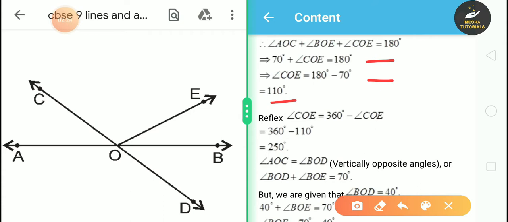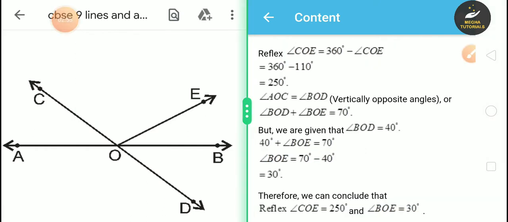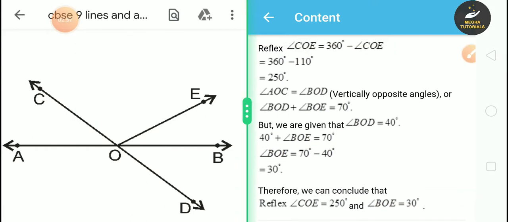Then to find reflex angle COE, reflex angle COE is equal to 360 degrees minus angle COE. Angle COE is 110 degrees. Therefore in the next step we can write 360 degrees minus 110 degrees, which is 250 degrees. Therefore reflex angle COE is equal to 250 degrees. Okay, now to find BOE, it is given that angle AOC plus angle BOE is equal to 70 degrees, and also it is given that angle BOD is 40 degrees.